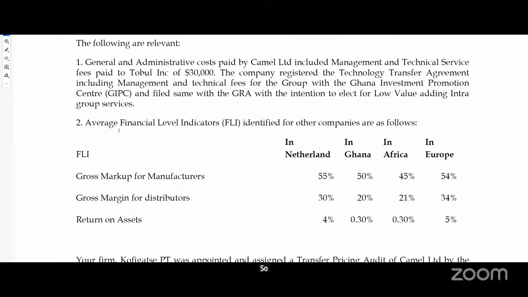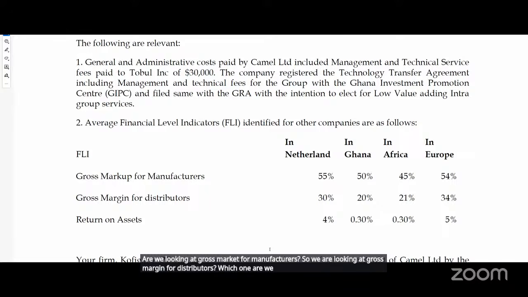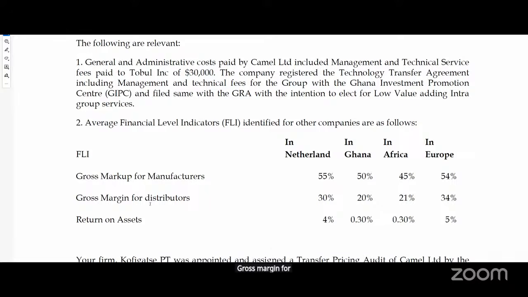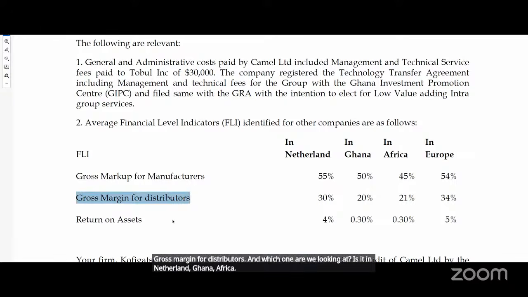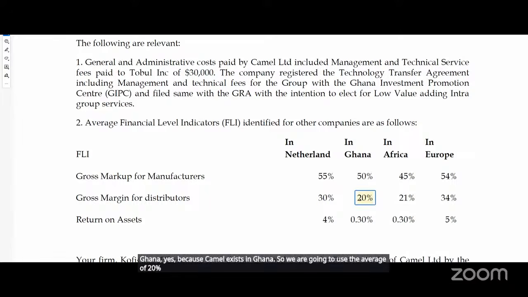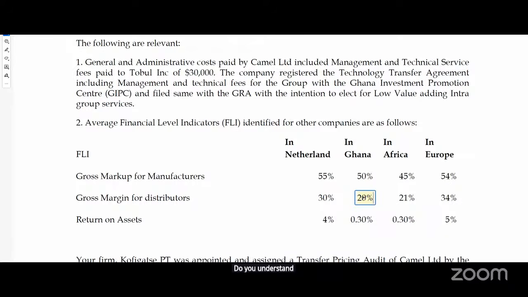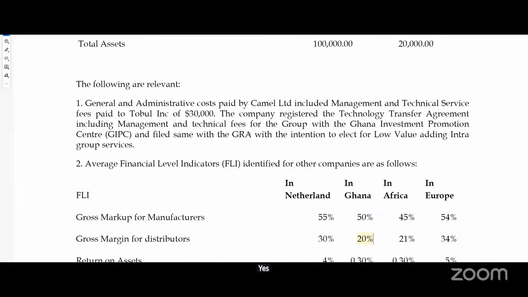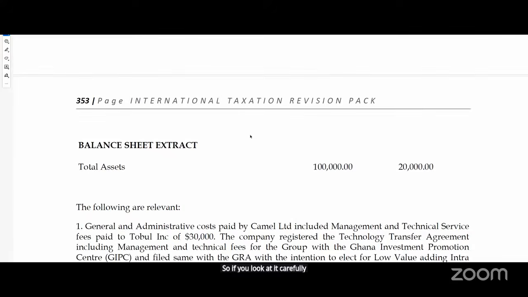So look at it. In Ghana, in Netherlands, in Africa, in Europe, who are we dealing with? Are we looking at gross markup for manufacturers or gross margin for distributors? Gross margin for distributors. And which one are we looking at? Is it Netherlands, Ghana, Africa, or Europe? Ghana, yes, because Camel exists in Ghana. So we are going to use the average of 20% that independent parties use and apply it on our sales. Do you understand? Good. So if you look at it carefully, what was the profit that this guy made?